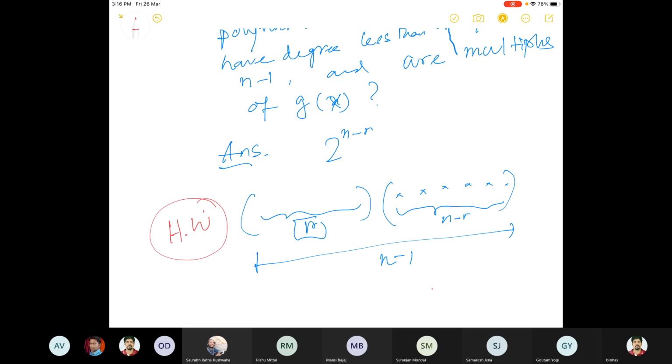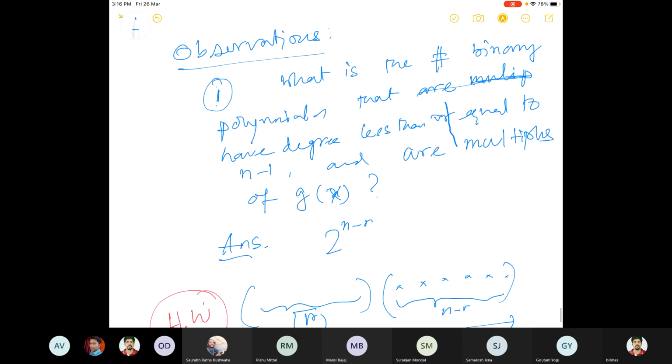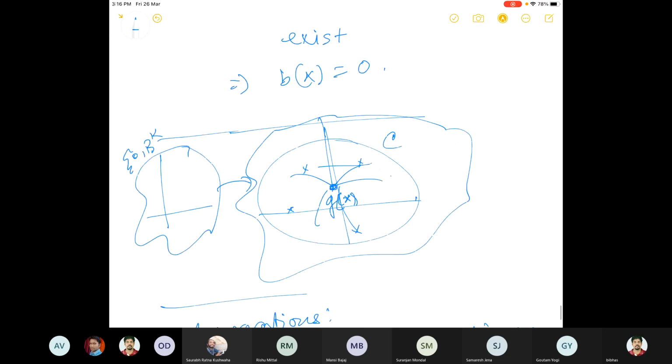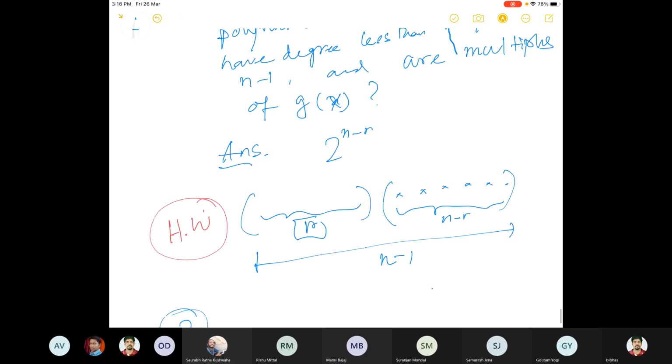Okay. Now from the above theorem, this is observation number 2. From the above theorem, any scaling, I mean any multiple of Gx, is again a code polynomial. So all these 2 to the power n minus r polynomials are code polynomials, because they have degree less than or equal to n minus 1, and they are multiples of Gx. We already proved that multiples of Gx, and the degree of the binary polynomial is also less than or equal to n minus 1, then that is a code polynomial. So this is my second observation.